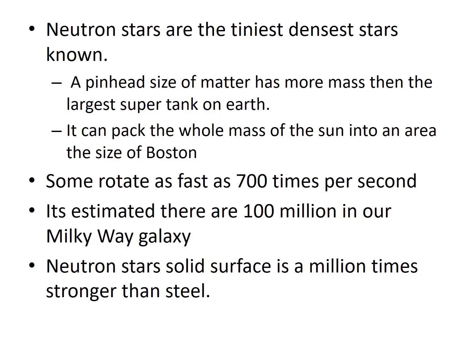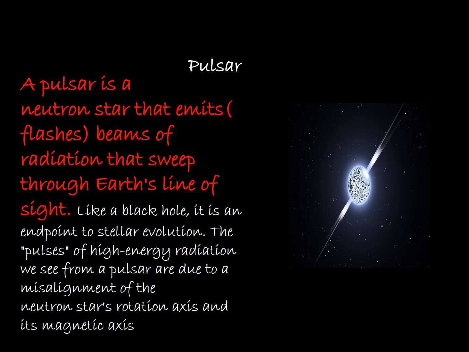Some rotate as fast as 700 times per second, and it's estimated there are 100 million in our Milky Way galaxy. A neutron star's solid surface is 1,000,000 times stronger than steel. A supernova explosion can also create a pulsar, and a pulsar is a neutron star that emits flashes or beams of radiation that sweep through Earth's line of sight. Like a black hole, it is an endpoint to stellar evolution. The pulses of high-energy radiation we see from a pulsar are due to a misalignment of the neutron star's rotation axis and its magnetic axis.